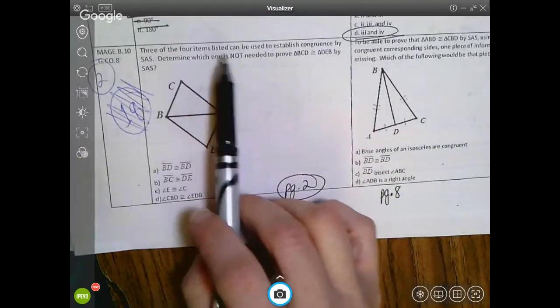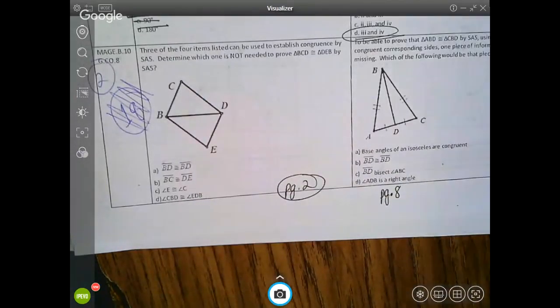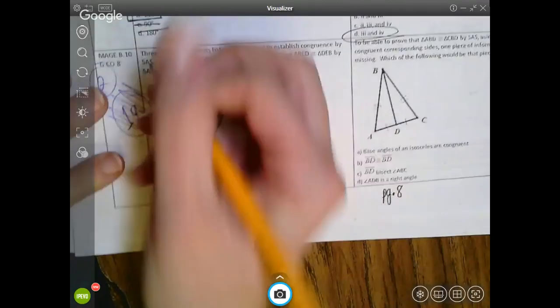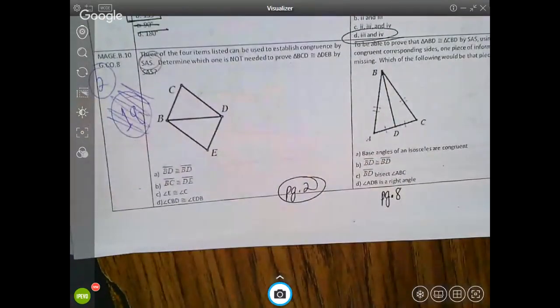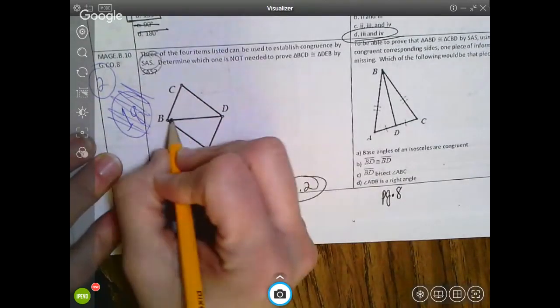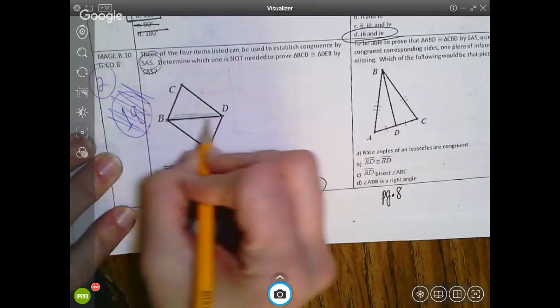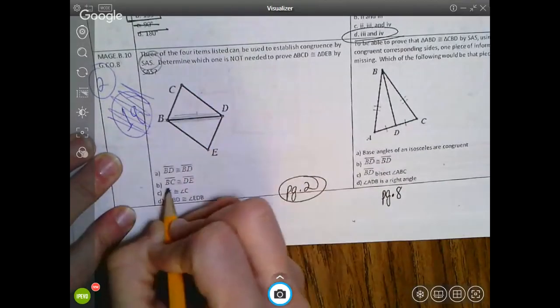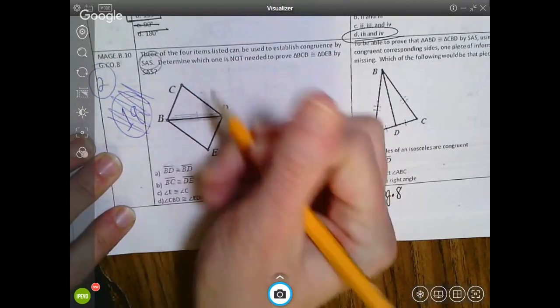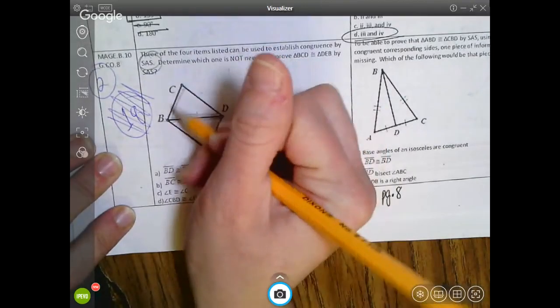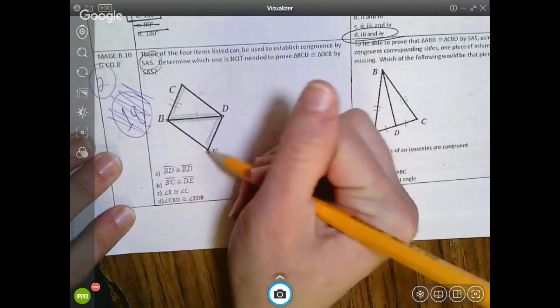3 of the 4 items listed can be used to establish congruence by side angle side. Which is not needed to prove side angle side? So first, let's just mark where they are. BD is congruent to BD would be this line right here. BC is congruent to DE would be this line matching to this line.